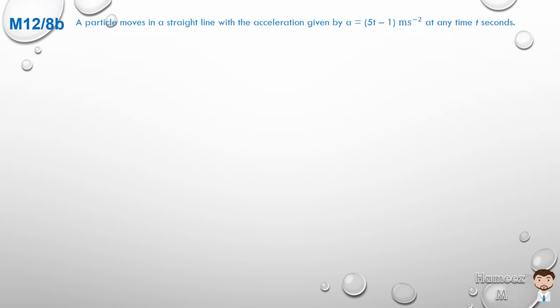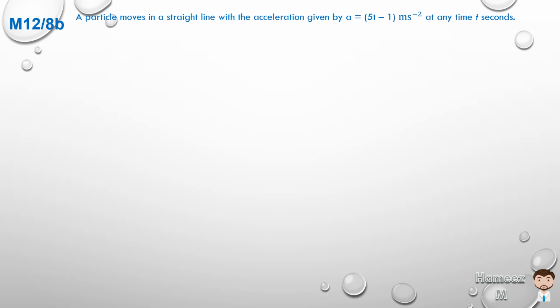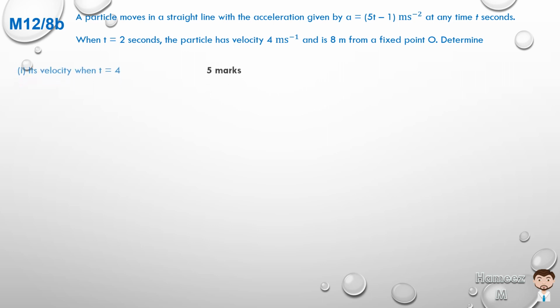May 2012, number 8b. A particle moves in a straight line with the acceleration given by a is equal to 5t minus 1 meters per second squared at any time t seconds. When t is equal to 2 seconds, the particle has velocity 4 meters per second and is 8 meters from a fixed point O. Determine, part 1, its velocity when t is equal to 4.